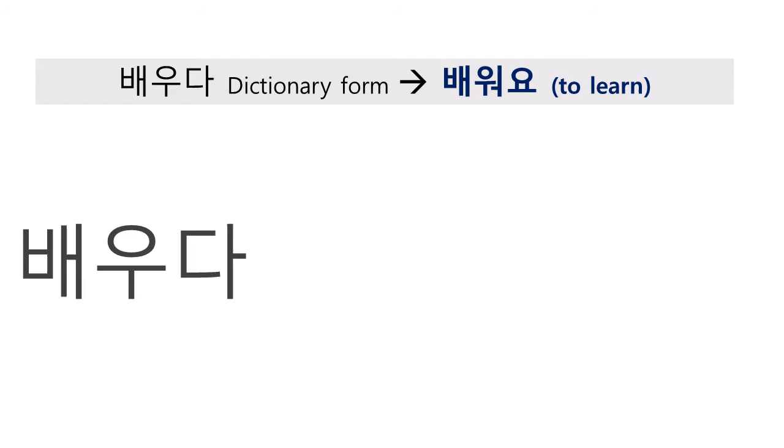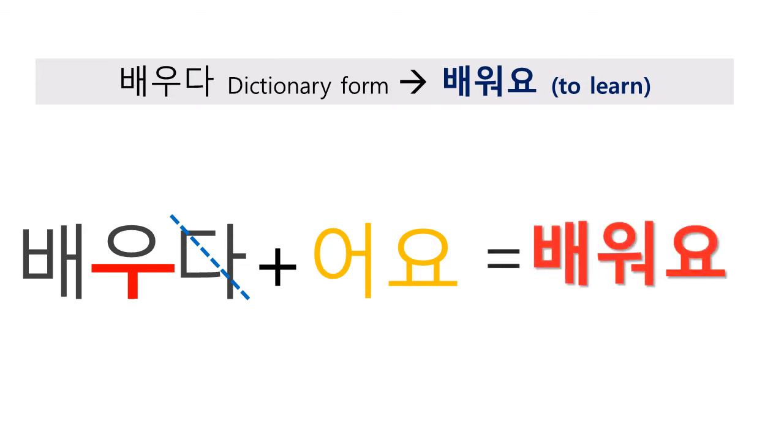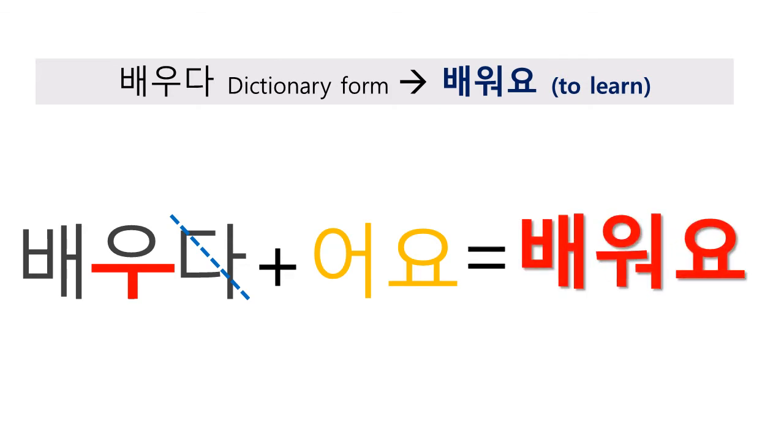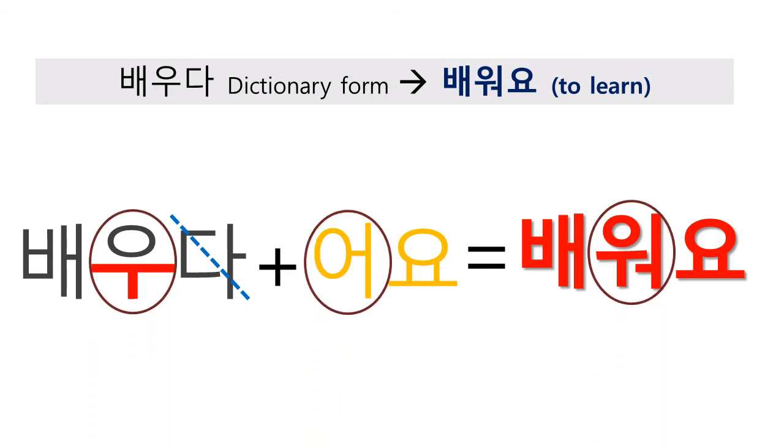배우다, to learn. We remove da. We check the final vowel, which is an U, and we add oyo. But we don't really say 배우어요. We need to contract the two vowels together, so it becomes 배워요. U plus O becomes 워, 배워요.